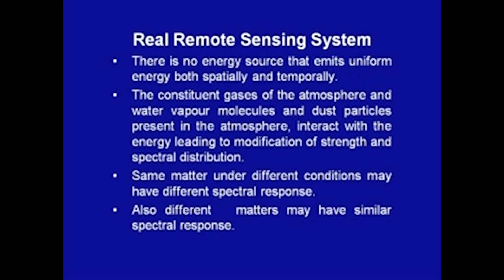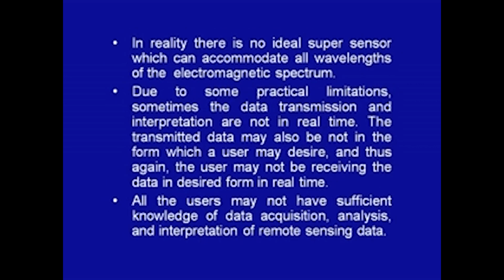Further, while the energy traverses through the Earth's atmosphere, which consists of gases, water vapor molecules and dust particles, it interacts with the energy, leading to modification of the strength and spectral distribution. The same matter under different conditions may have different spectral response. Also, different matters may have similar spectral response.